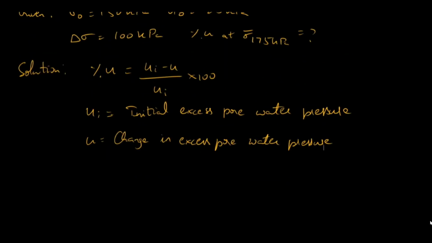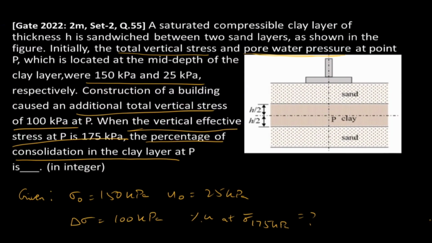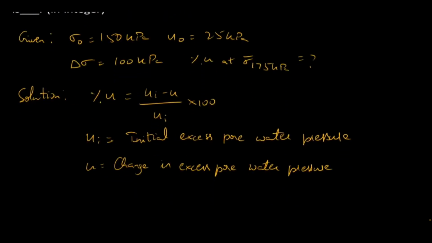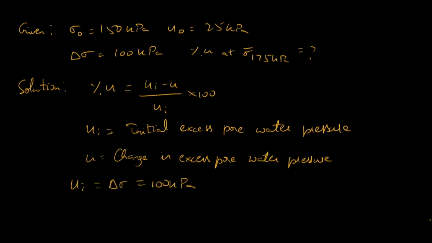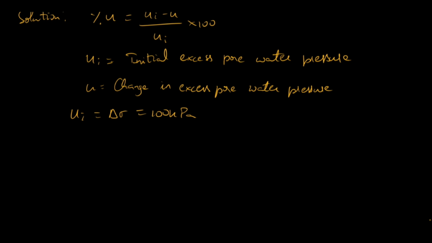If you see this question, the initial excess pore water pressure will be accommodated by the additional total vertical stress. Because when suddenly a load acts, the excess pore water pressure will be accommodated by the load acting on the soil. So initial excess pore water pressure will be equal to change in total stress or the load acting, that is equal to 100 kilopascal. They have given the initial total stress as 150 kilopascal and change in total vertical stress equal to 100 kilopascal, so final total vertical stress will be 250 kilopascal.